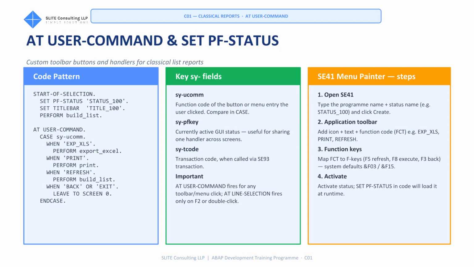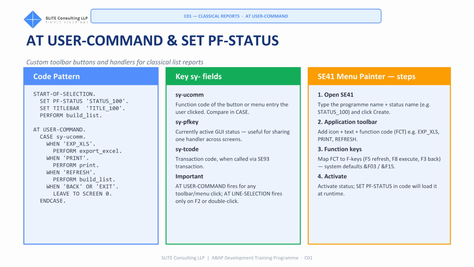You can add custom toolbar buttons to a classical list using transaction SE41, the menu painter. Create a GUI status for your program, assign function codes to toolbar positions and function keys, and activate it. In your report, activate the status with SET PF-STATUS followed by the status name in quotes. Do this inside TOP-OF-PAGE so it applies from the first page. Then handle the user's actions in AT USER-COMMAND.